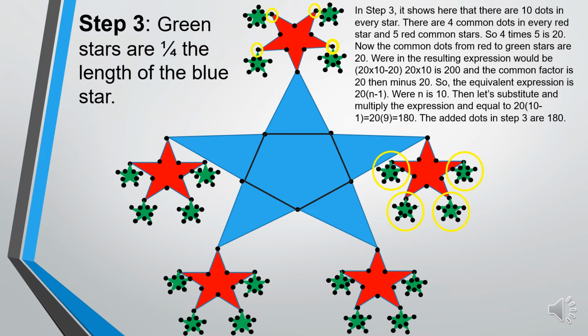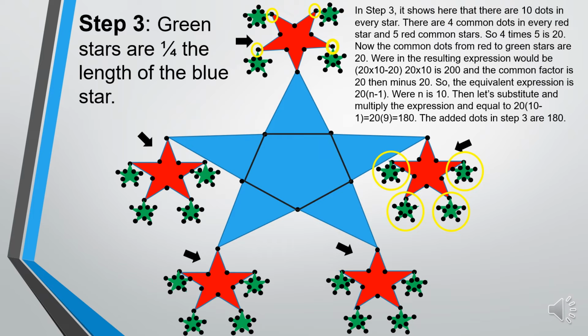So there are 4 common dots on every endpoint of a star. And 5 red common stars. So 1, 2, 3, 4, 5. So 4 times 5 is 20. Now the common dots from the red to green stars are 20, wherein the resulting expression would be 20 times 10 minus 20. 20 times 10 is 200, and the common factor is 20, then minus 20.